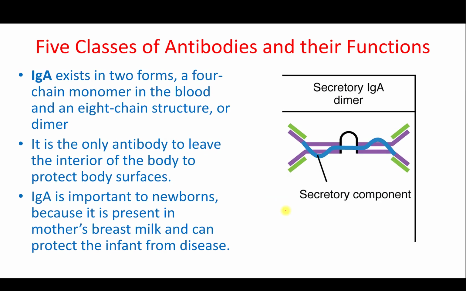Then the third one is the IgA. IgA is a dimer, which means 2 antibodies connected to each other. This is the only antibody that can go to the body surfaces. For example, it can go to the mucus of the nose, or the mucus of the mouth, or even to the skin.